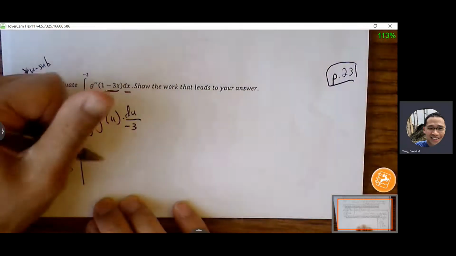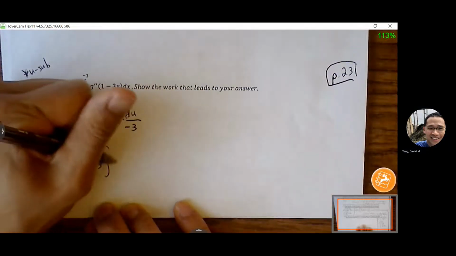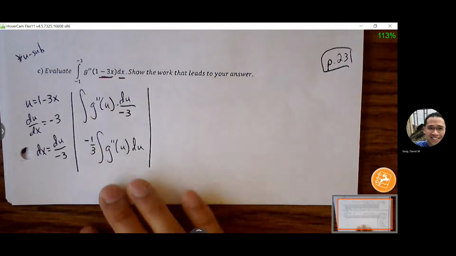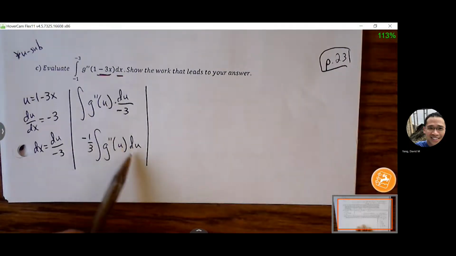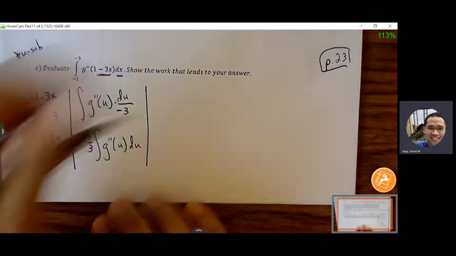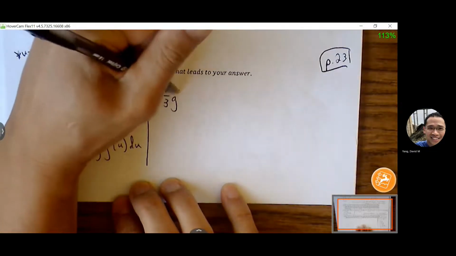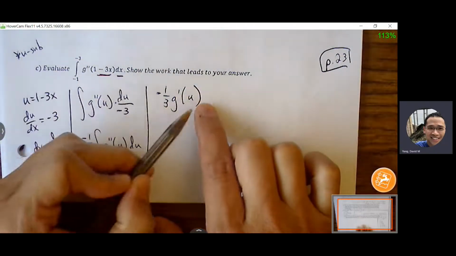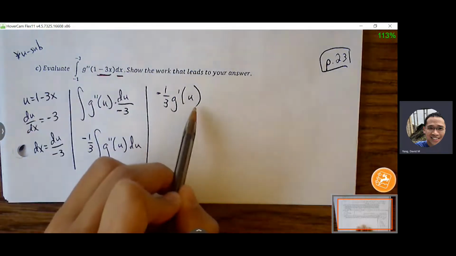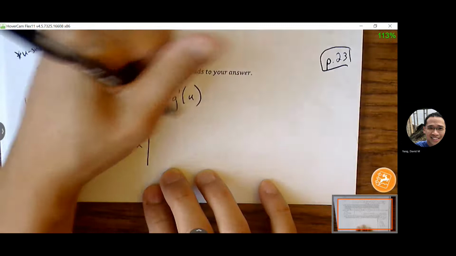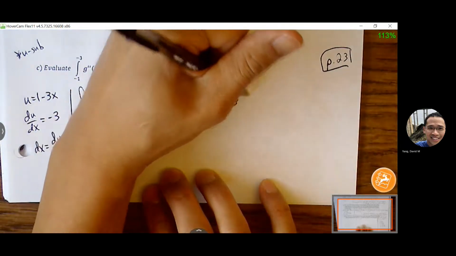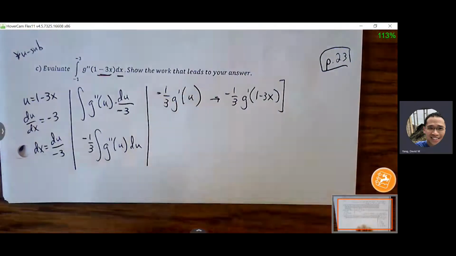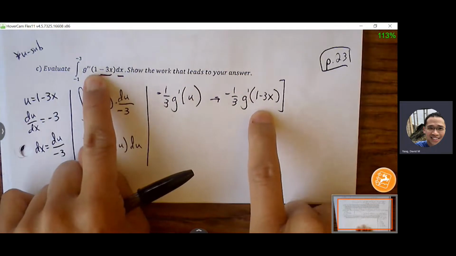Okay, push the negative 1/3 in front. We know G double prime is going to rise up to G prime. Before the bounds come into play, let's make sure the variables are matching. Let me bring the original variable back. Now that I've taken the antiderivative, G double prime became G prime.